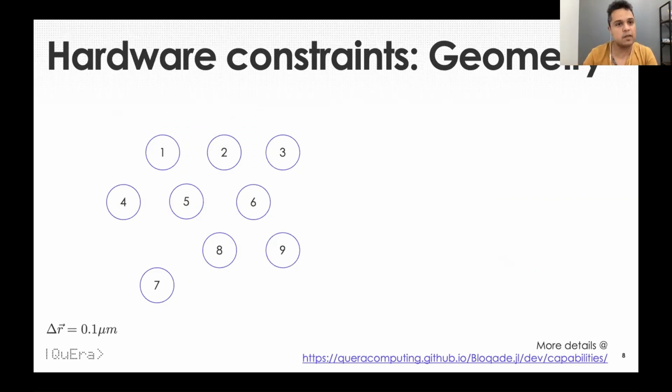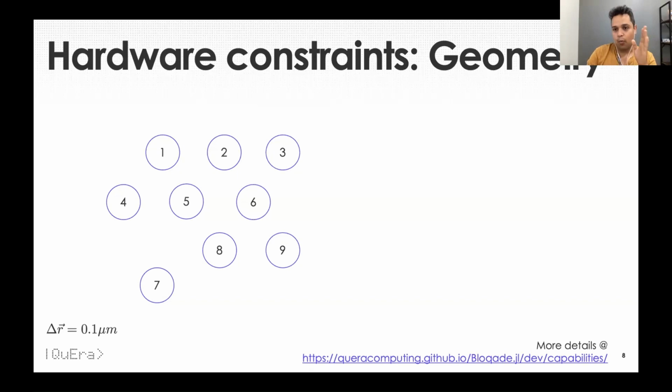So, hardware constraints. Let's imagine that I'm going to give you a set of 9 atoms. When we are talking about the real hardware, there is a little error, so you can't position the atoms perfectly in a given position. This little error for us is 0.1 microns. That's the magnitude of the uncertainty of the position of an atom in free space.